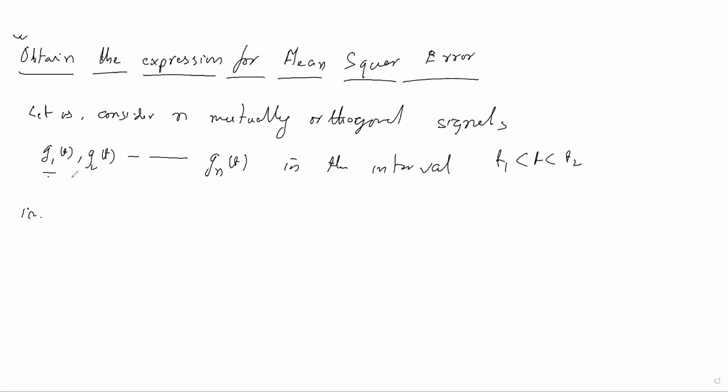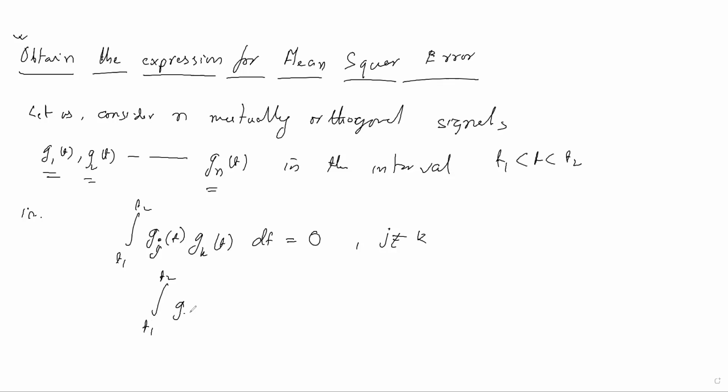Since those are orthogonal functions, the integral from T1 to T2 of the product of any two orthogonal functions, Gj(t) and Gk(t) dt, will be 0 if the functions are different. The functions should not be equal. And we have taken another term, the integral of Gj squared(t) dt equal to Kj, where j is 1, 2, 3 up to n.